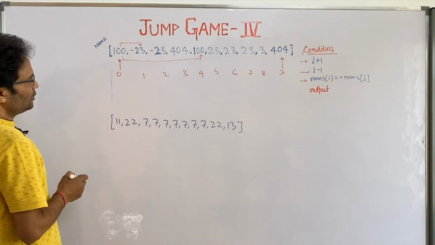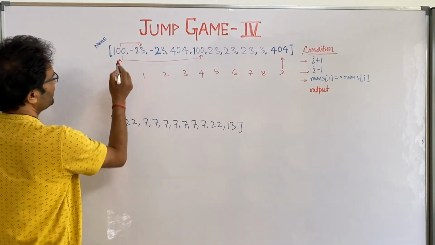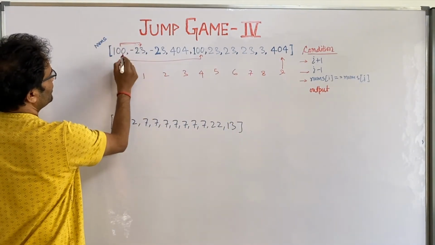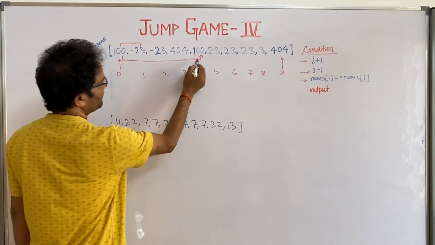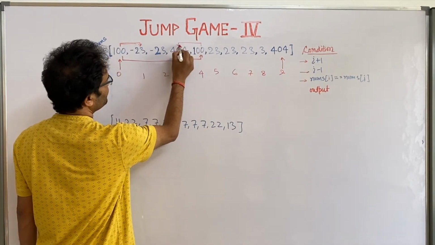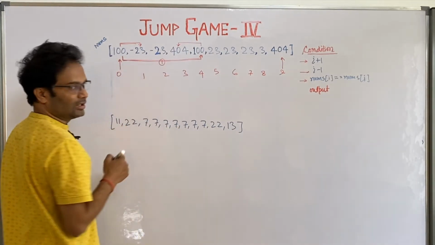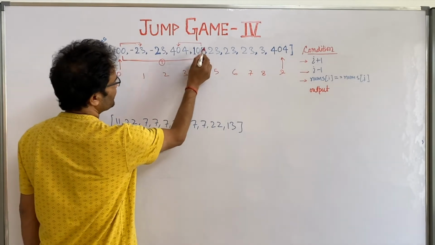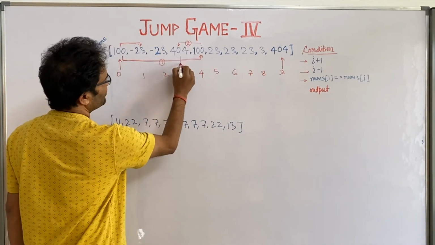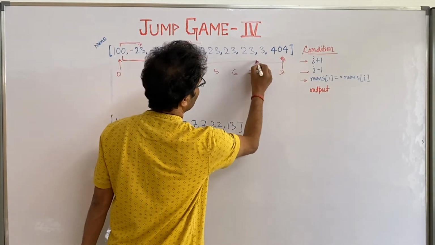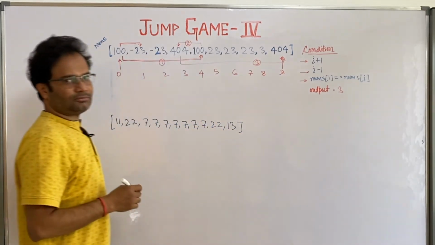Now my target is to reach here. How can we do that? We will not go this way. We will take this path, and from 100 I will come this way. When you come from this 100 to this 100, this is one step. From this 100 to 404, second step, and from here we can directly come here. So this is the third step. So the output is equal to 3.